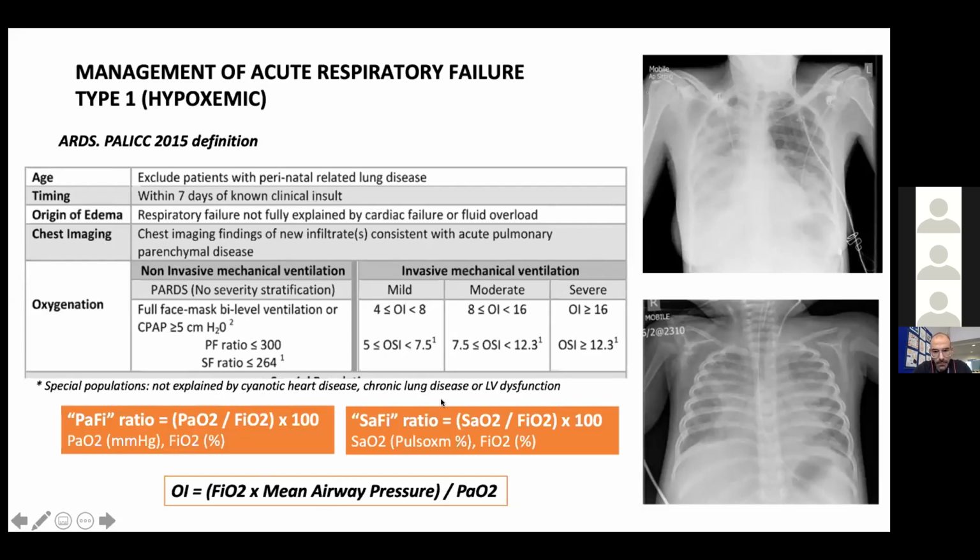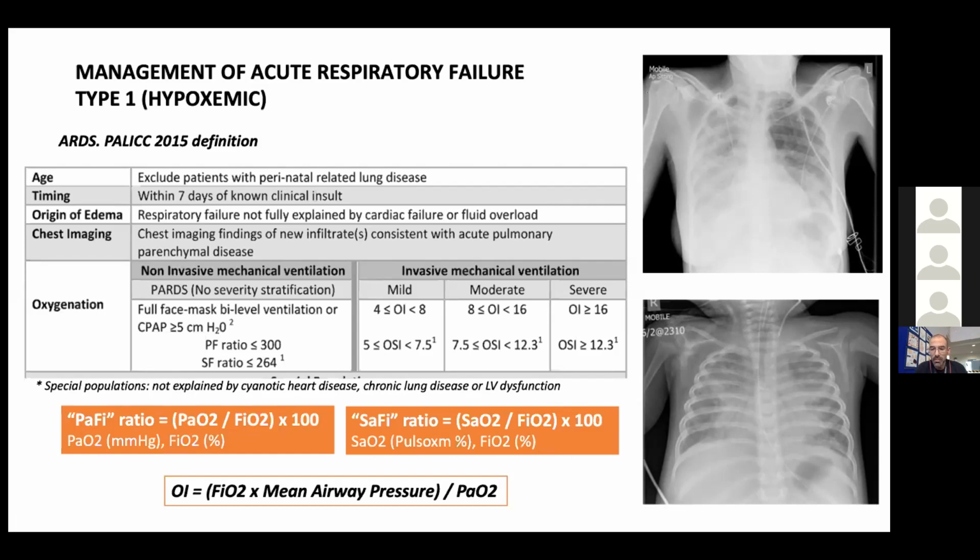When you are in non-invasive ventilation, or you don't have an arterial gas, we have what we call the SF ratio, so the ratio between your oxygen saturation and your FiO2, okay? And we say that there is a severe ARDS or severe acute lung injury when the SF ratio is below 150, okay?